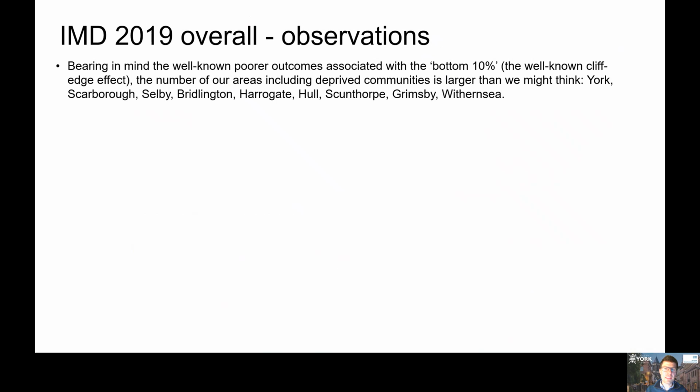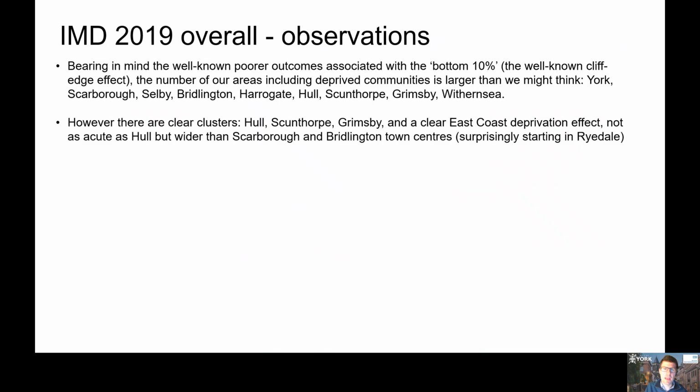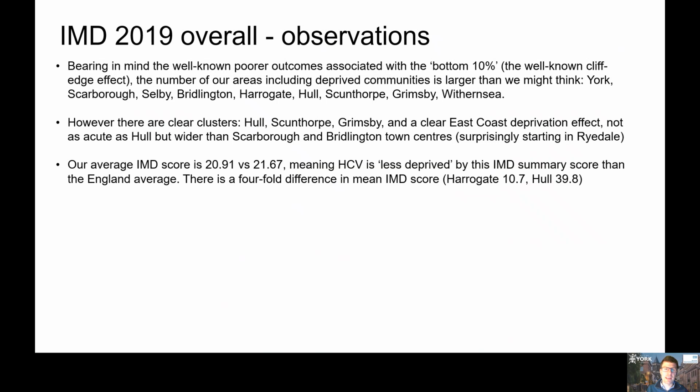Some observations on this. We know that the bottom 10% often have the worst health outcomes. That's the well-known cliff edge effect. And actually the number of areas in Humber, Coast and Vale which are in this category, or have somewhere a small area in this category, it's probably larger than we think. So York, Scarborough, Selby, Bridlington, Harrogate, Hull, Scunthorpe, Grimsby and Cleethorpes all have a bottom 10% area. But there are some clear clusters that we're probably aware of. Again, that East Coast deprivation effect is very clear.